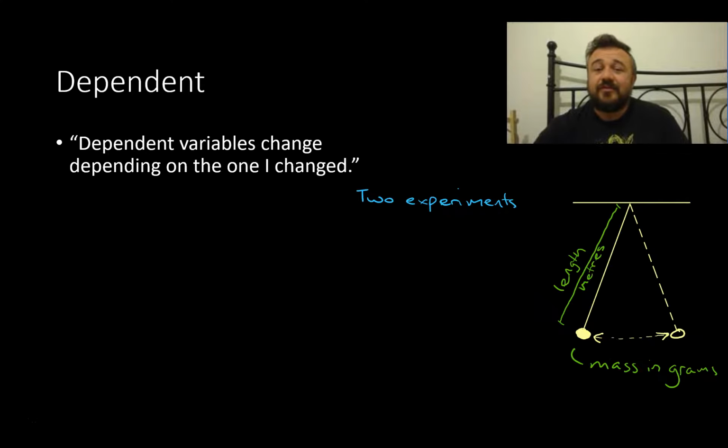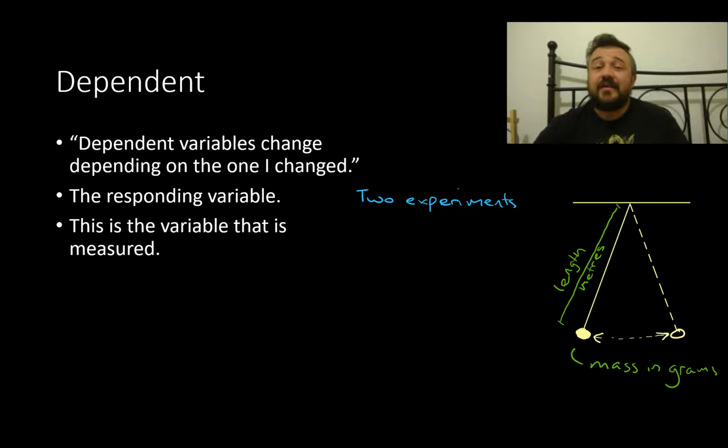The dependent variables are the ones that change depending on the one that I changed, okay? That's also called the responding variable. That's actually the way I like to think of it. It responds to the change in the independent variable. And this is the variable that we measure. So you don't measure the independent variable, you set that up, right? You'll have to measure it out, but you set it up. You measure the response in the dependent variable.